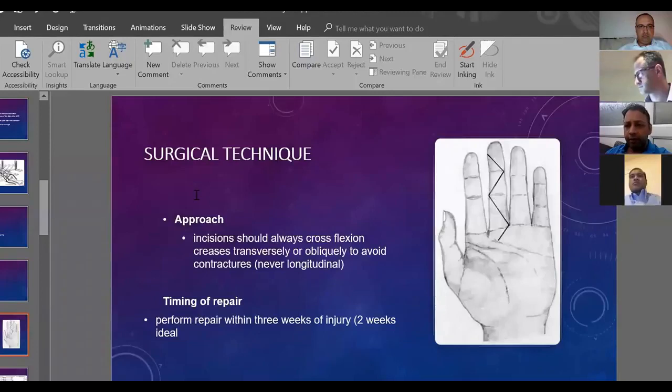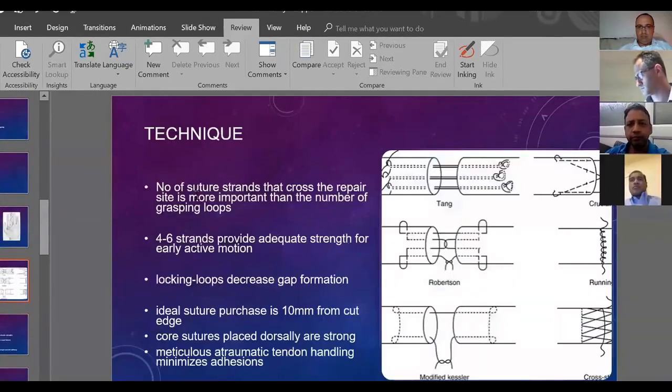Timing of the repair is very important. So usually repair is performed within 2 weeks of the injury. Within 2 weeks is the ideal time. As the time goes up, the outcome goes down. So there are a lot of different techniques described by different authors. It depends how you are trained.